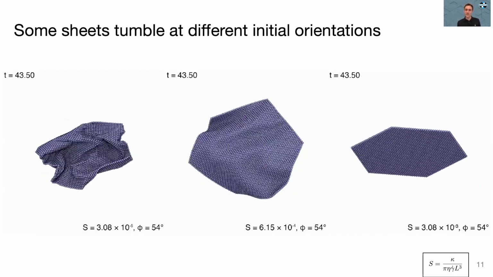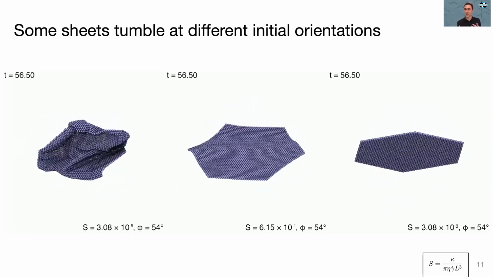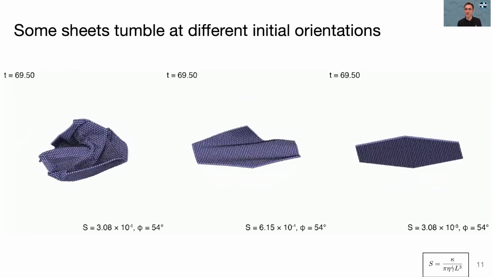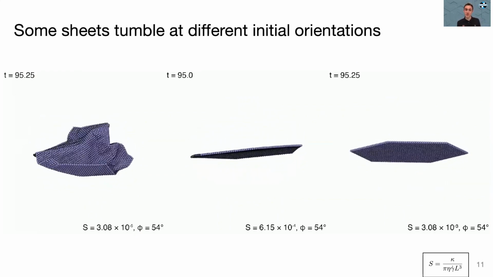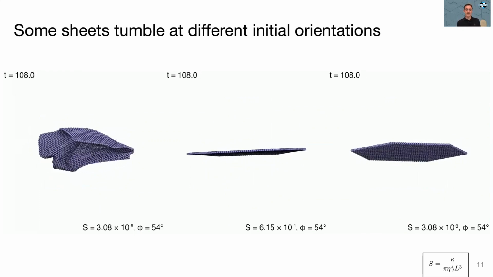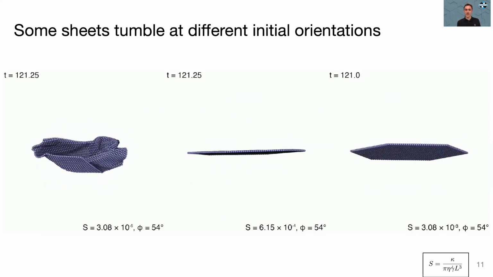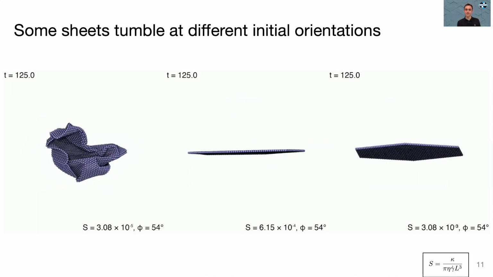The right one, the stiffest sheet, remains flat for its entire trajectory, really tracking the Jeffrey orbit very closely. The middle sheet of intermediate S value initially tumbles, but you can see right now is settling down toward the stable flat state for long times.